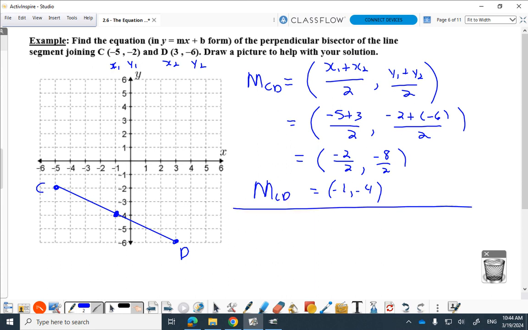Draw a line. What's the other part I got to take care of? Perpendicular. So what am I going to do? Calculate the slope of CD. It won't be the slope I want, but it'll help. Okay, so now you go M CD.